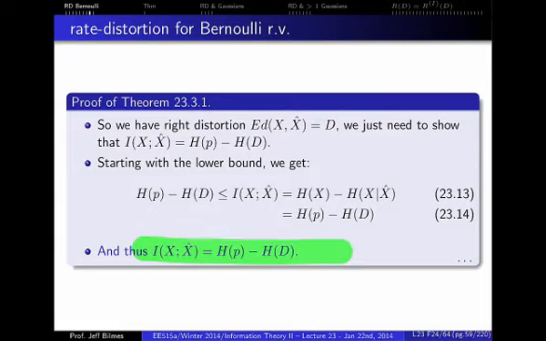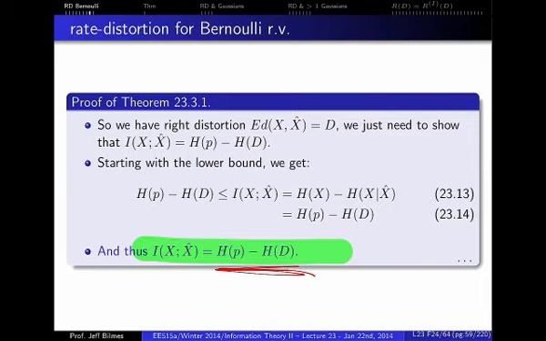We're not done yet with this theorem, because we need to ask what happens, first of all, when D is equal to 0. One thing we need to check is that this expression down here at the bottom has to approach H(p), which is the entropy of the source. When D is equal to 0, H(D) is also equal to 0. So we're covered there, and we get H(p), which is what we should get.